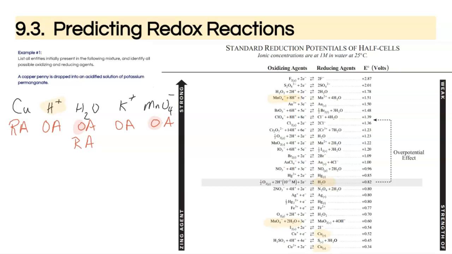Okay. So there we've done it. We've listed all the entities and then we've identified them as possible oxidizing agents and reducing agents. That's always going to be your first step when you are trying to identify whether a redox reaction is spontaneous or not.